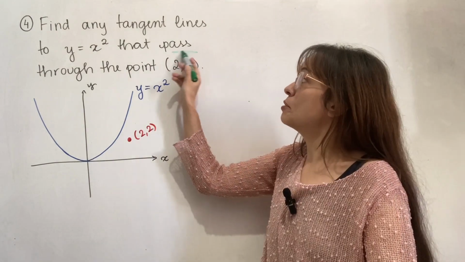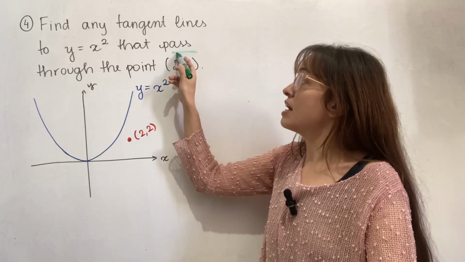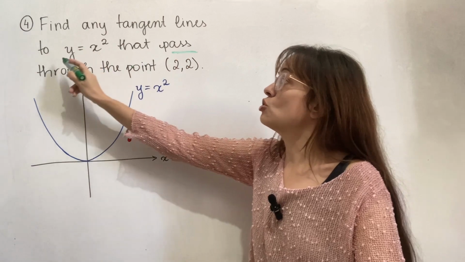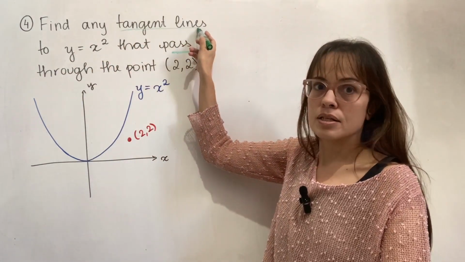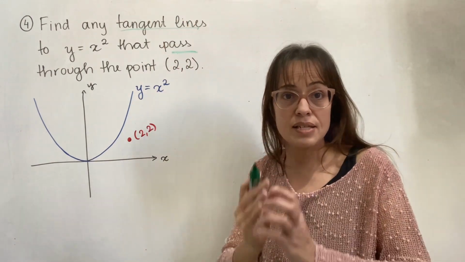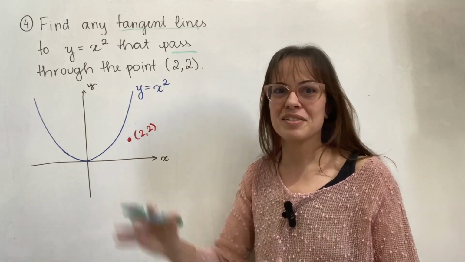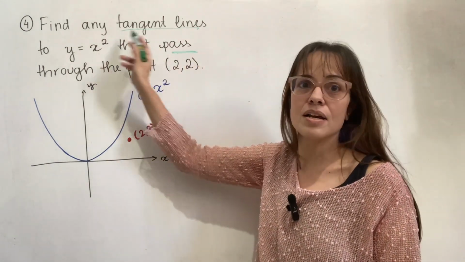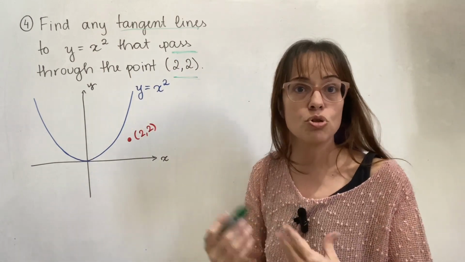So when the verb is to pass through this point, the subject attached to this verb is not this function. It's the tangent lines. The tangent lines pass through this point. That is the sentence structure. It's subject, verb, object. The subject is the tangent line, the verb is to pass, and the object is the point that they pass through.